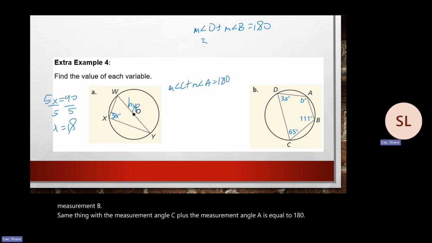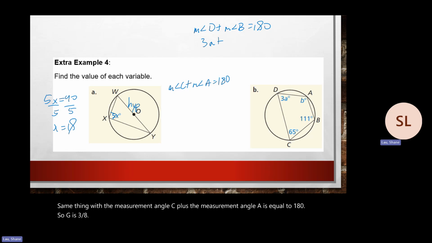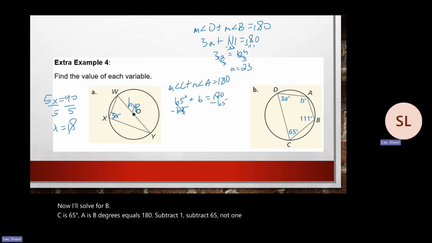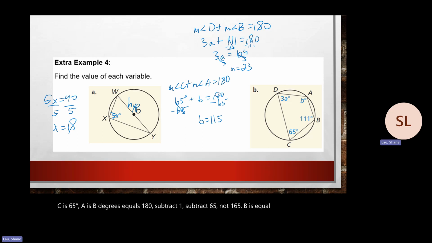So D is 3A plus B, which is 111, equals 180. 3A equals 69 because I subtract 111 from both sides. I get 69 divided by 3 on both sides. A equals 23. Now I'll solve for B. C is 65 degrees. A plus B degrees equals 180. Subtract 65, not 160. 5B is equal to 115. That is that.